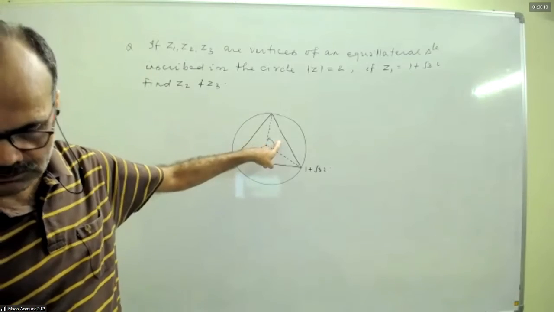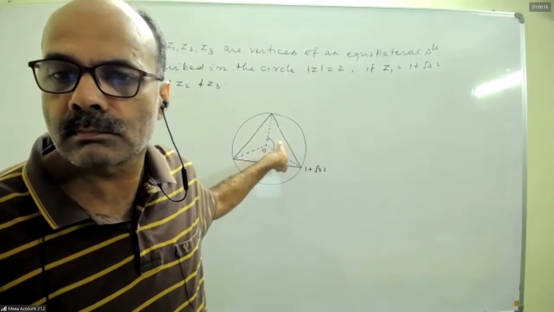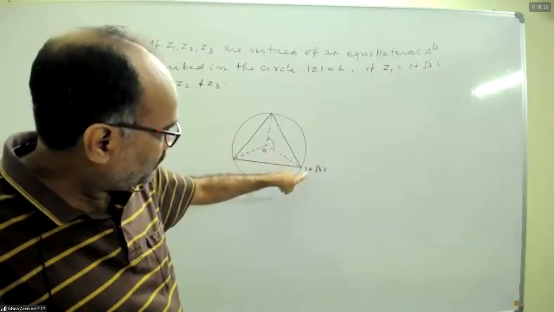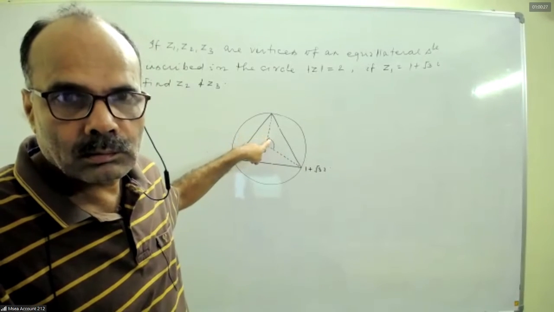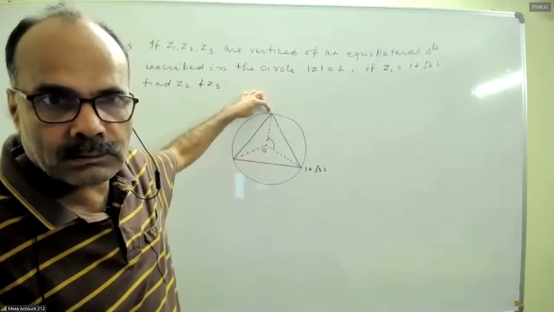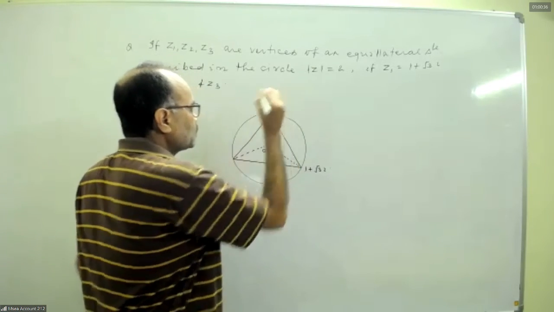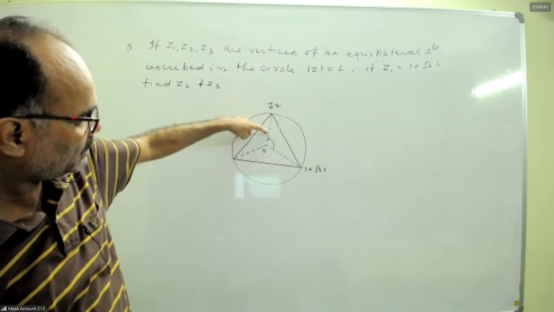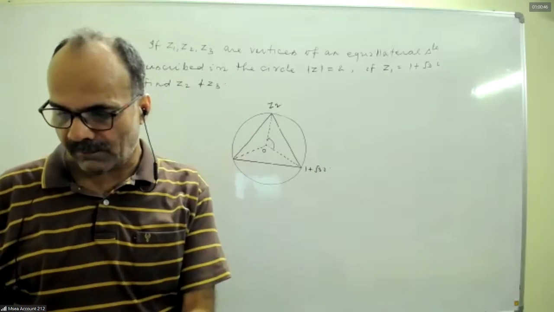This angle will be how much? 2 pi by 3. So if we rotate this complex number about origin through an angle 2 pi by 3, you'll get this vertex. Assume this is some Z2. After getting it, again you rotate it through an angle, same way. Direction is a must here.